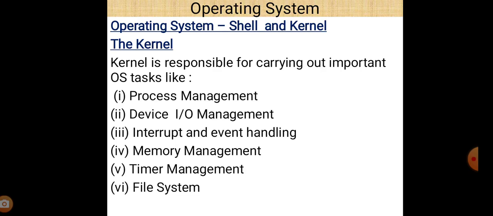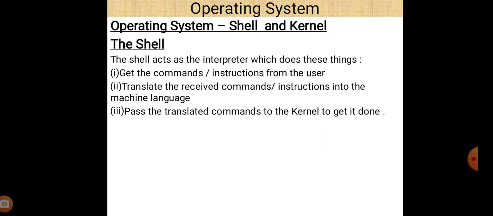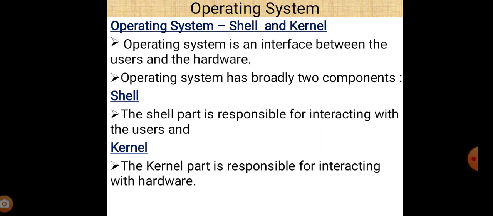Whenever the functions of an operating system are asked, you can define them in detail. But whenever the difference between shell and kernel, or the role and responsibility of the kernel, is asked, you can write these points one by one. So these are the basic differences between shell and kernel. If I want to state the difference in one line, you can say that the part responsible for interaction with the user is called the shell, and the part responsible for interacting with the hardware is called the kernel.